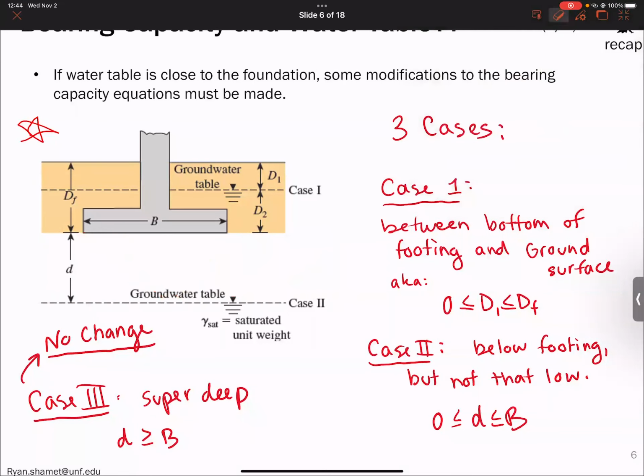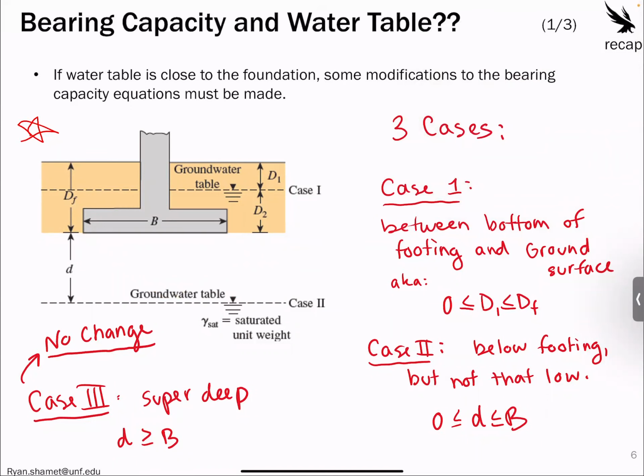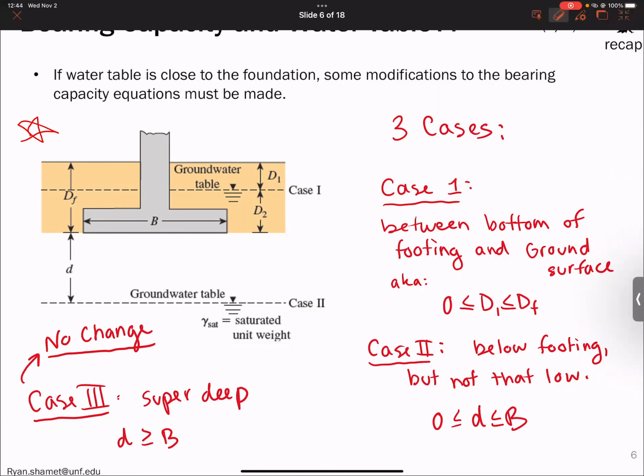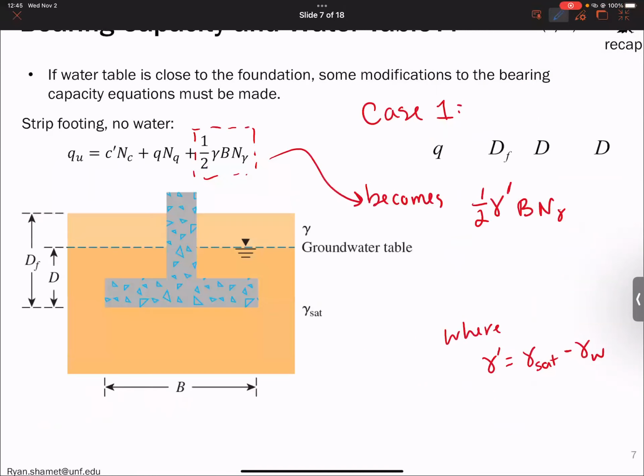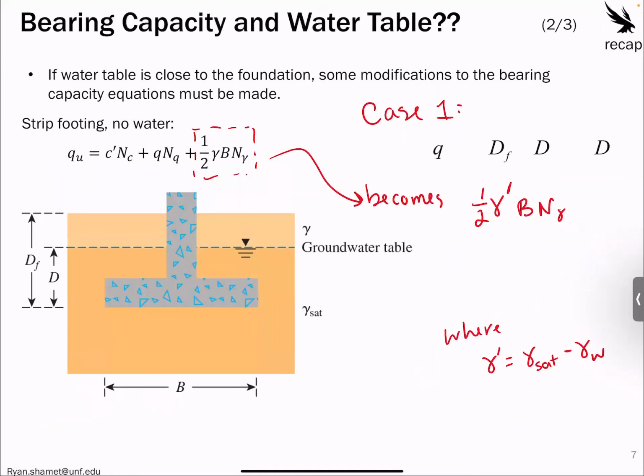So case 2 is below the footing, but not that low. That's where the water table is realistically, somewhere between the depth of footing, but not above the depth of footing. And case 1 would be when it's above the depth of the footing. And so for case 1, geez, I thought I fixed this. I'm sorry, I don't know why these aren't in here.